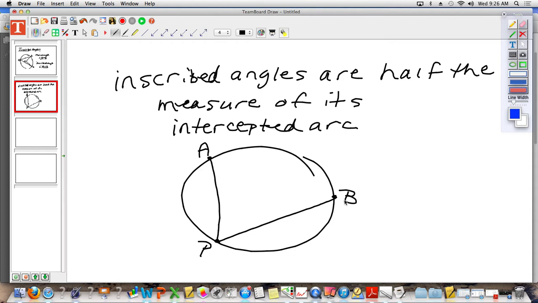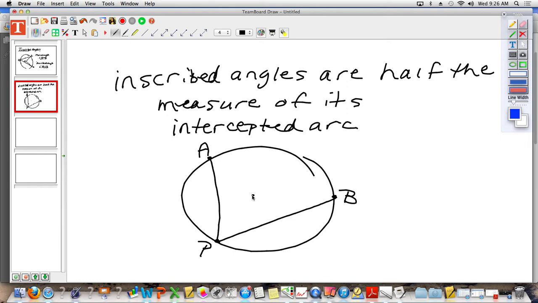Inscribed angle, would you agree? Yes. APB in this case is an inscribed angle. How do you know it's an inscribed angle? Well, I could have a point in the middle. Now, it's not because it doesn't go to the center. It's because its vertex is where? On the edge of the circle. That vertex sits right on the circle. Therefore, it is an inscribed angle. And inscribed angles are half the measure of its intercepted arc.